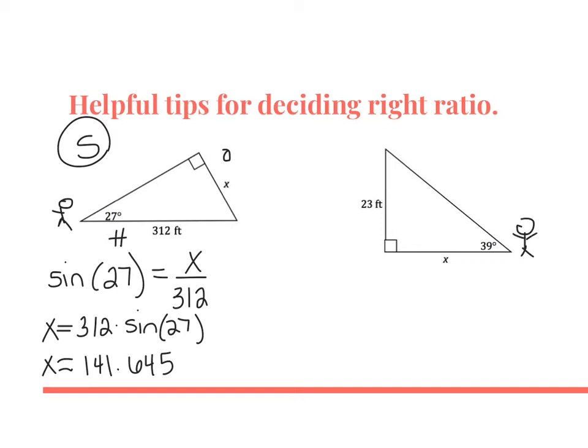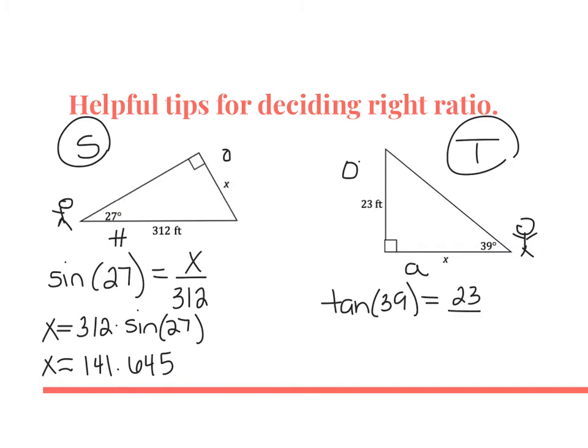For the second example, again, I'm going to put myself in the angle I know. How does this information relate to me? This is across from me, so that's my opposite. This touches me, so that's my adjacent, which tells me I'm going to use the tangent ratio. So tangent of 39 equals 23 over x. For this particular example, my variable's in the denominator, so I cross multiply and then divide by tangent of 39.